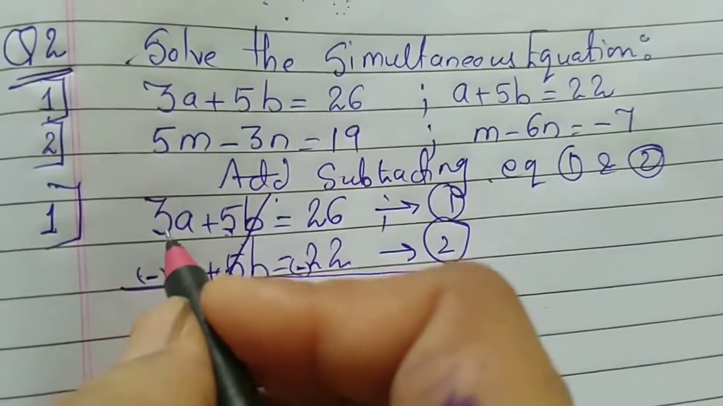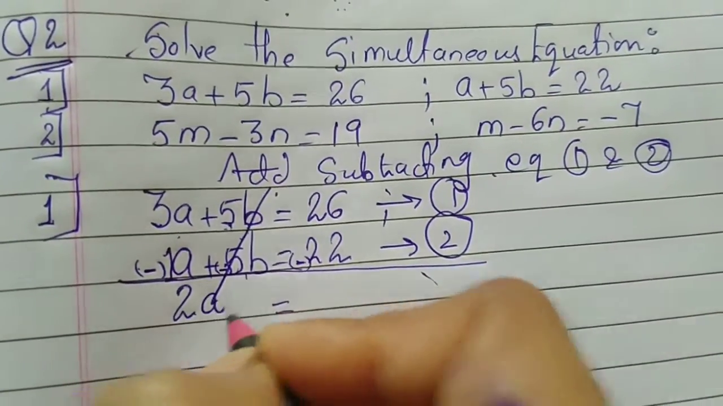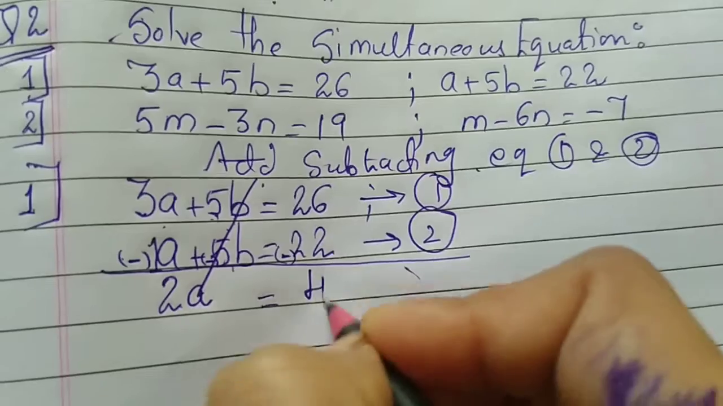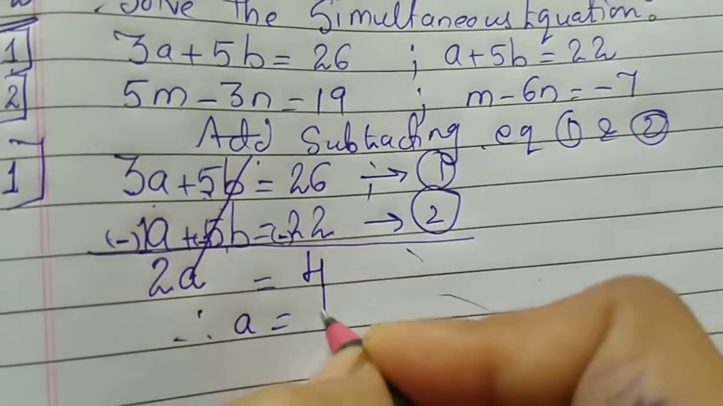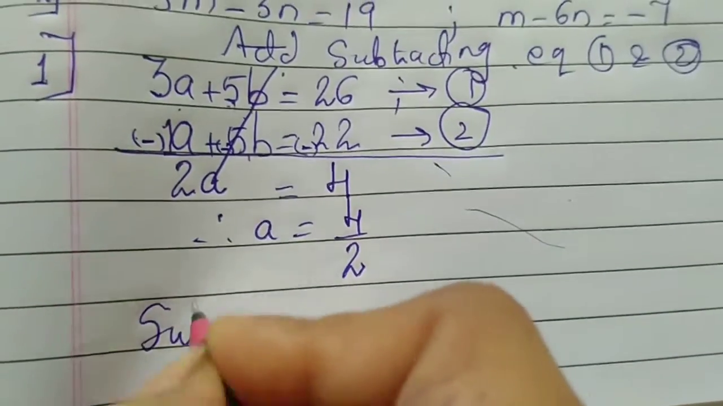I'll cancel it. Now this is 3. Here no number, that means 1. 3 minus 1 will become 2a. 26 minus 22 will be 4. Therefore a is equal to 4 upon 2. So I got the value of a. Now what will I do? Substitute.